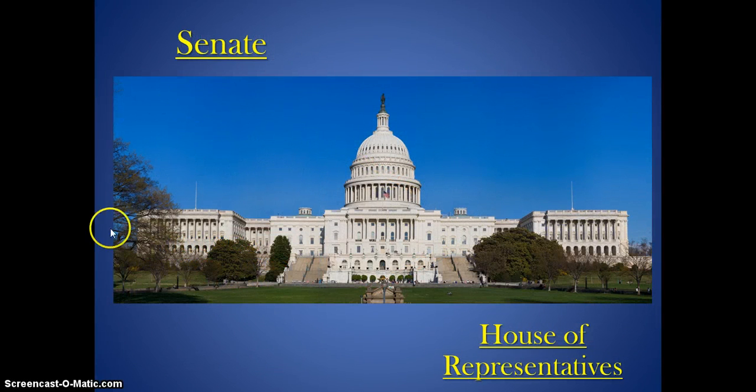And here we go. This is the Senate. This is the House of Representatives. Together, they make up Congress.